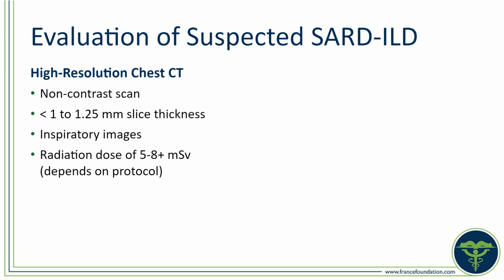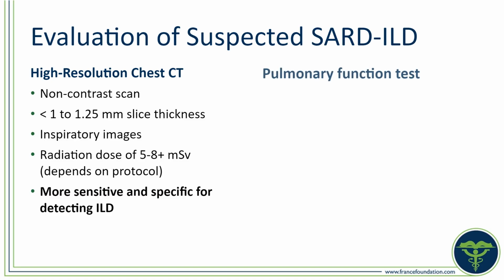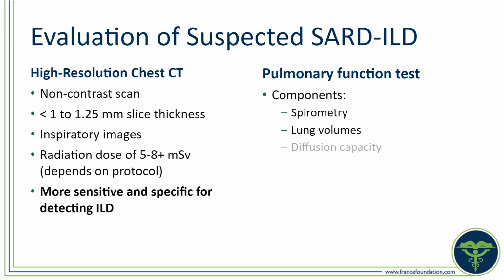A high-resolution chest CT is the most sensitive and specific way that we can detect interstitial lung disease. Now, pulmonary function tests, there are different components to this testing. There is spirometry, lung volumes, and diffusion capacity. And when we evaluate a patient for interstitial lung disease, we should obtain all three components.